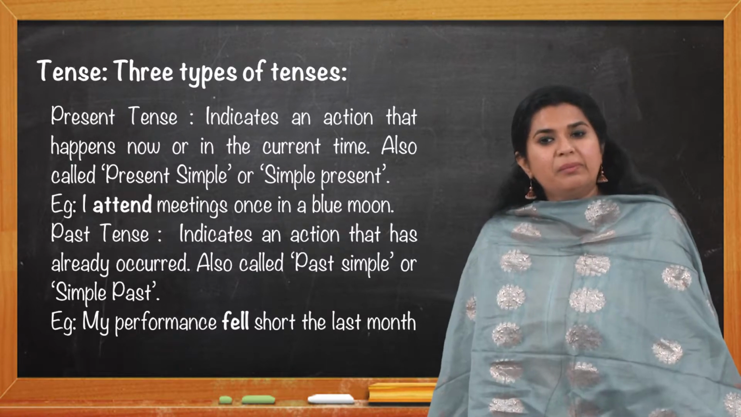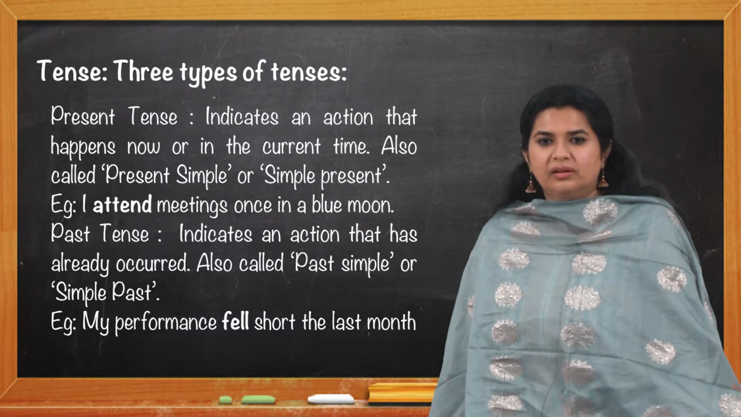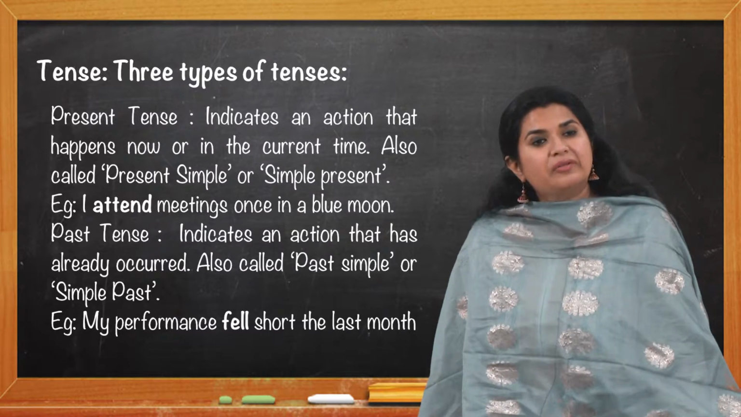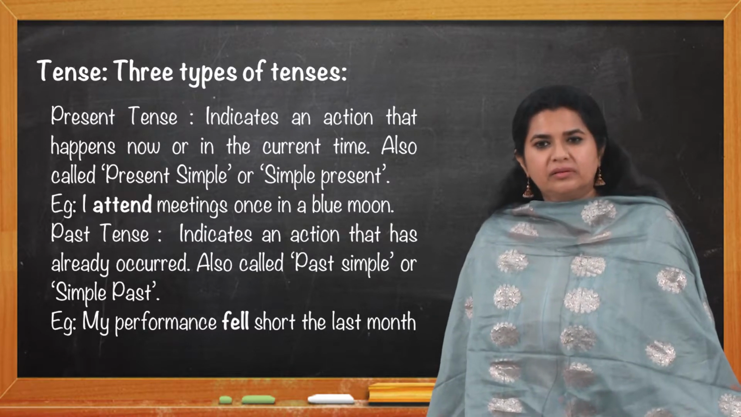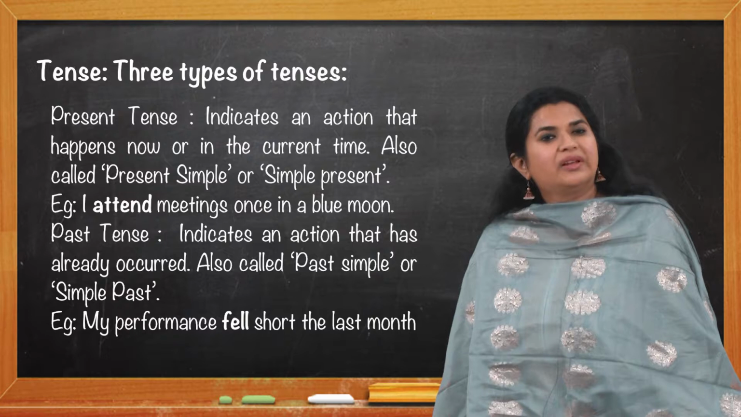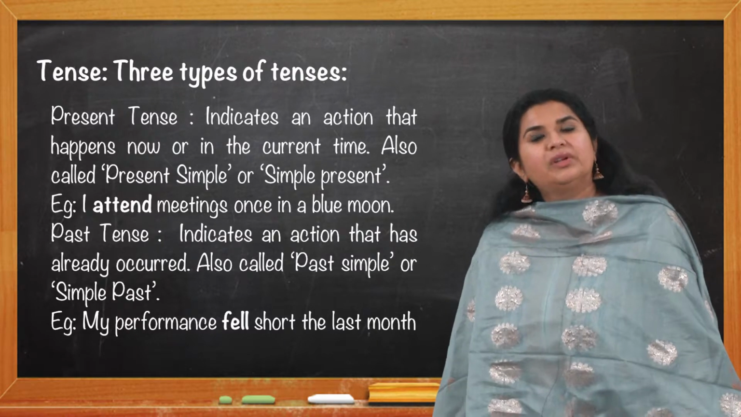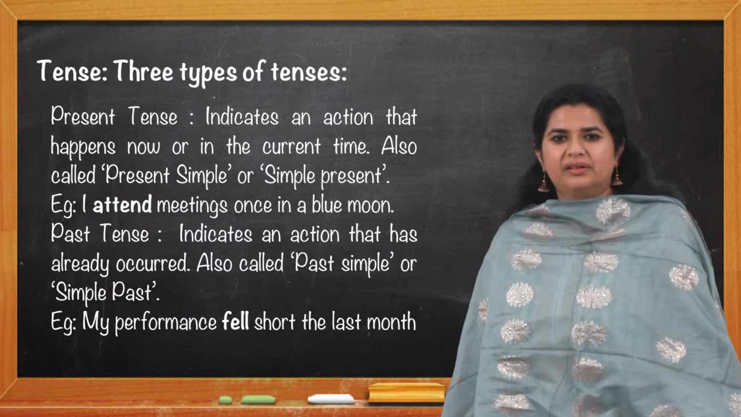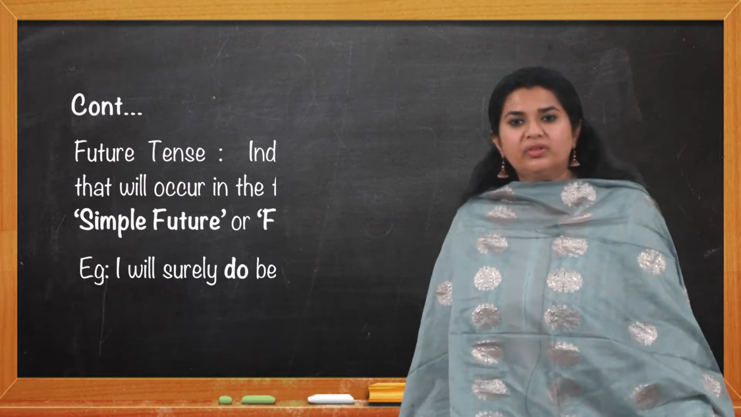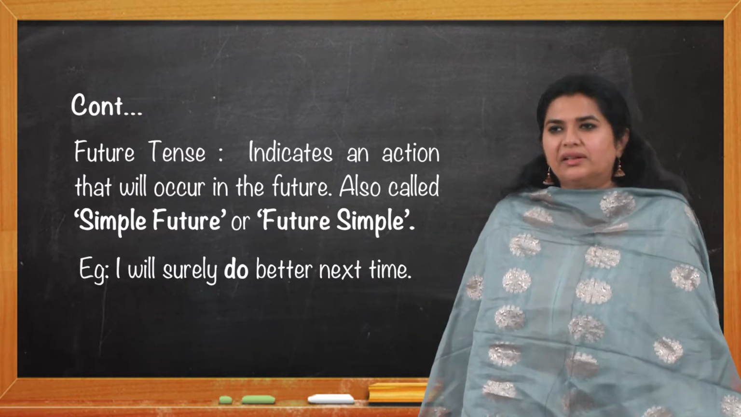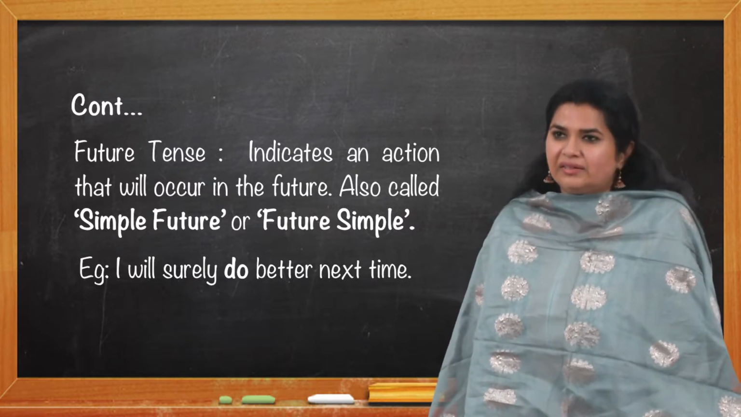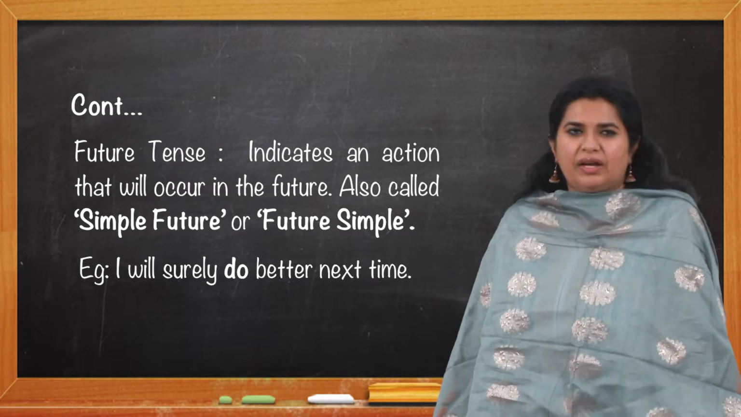And here is an example, my performance fell short the last month. My performance will fall short next month. So, if it is will, it is going to be next month, it can't be last month. So, tenses tell you the time of an action. Future tense indicates an action that will occur in the future, also called simple future or future simple. An example is, I will surely do better next time.